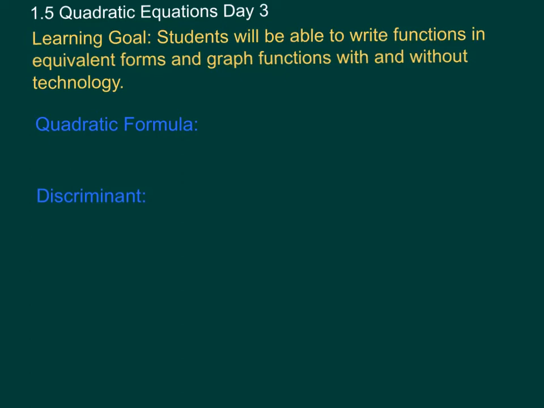1-5 Quadratic Equations, Day 3. Your learning goal is that you will be able to write functions in equivalent forms and graph functions with and without technology. In this lesson, we're going to review the quadratic formula.